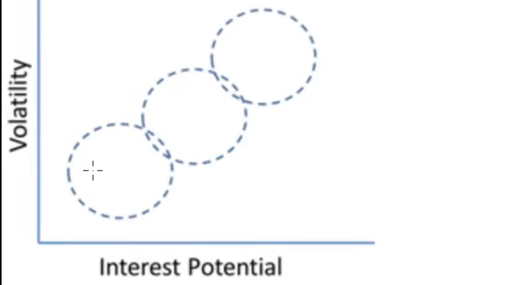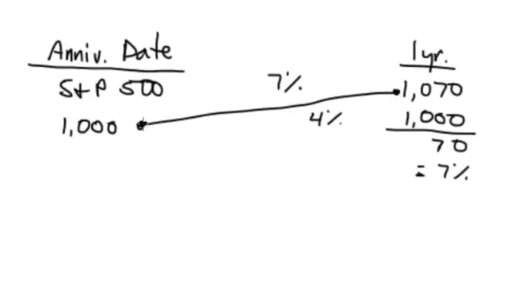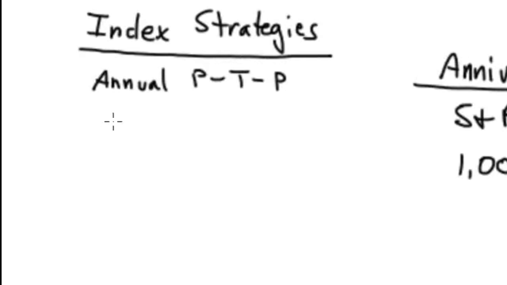So back over here, this is where annual point to point fits. It has the least interest potential overall, and you're going to see why as we fill these in. And the volatility is the lowest, and you'll understand why, mainly because we're measuring over a period of 1 year.